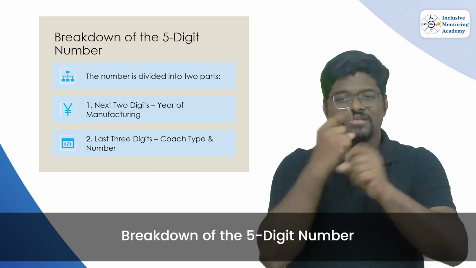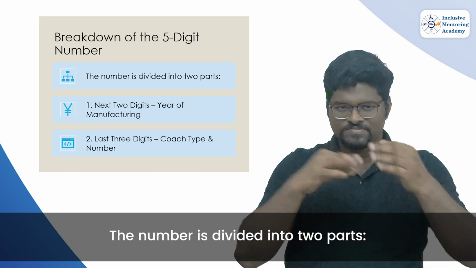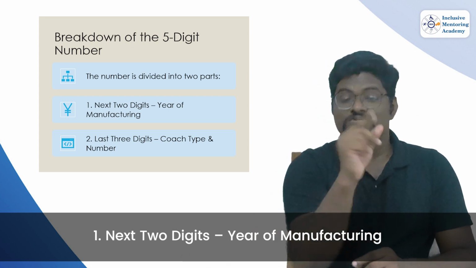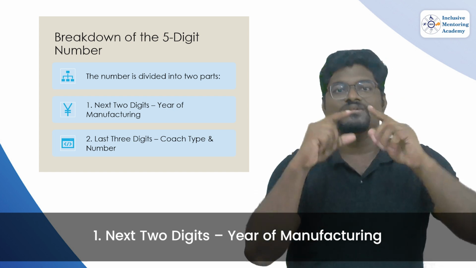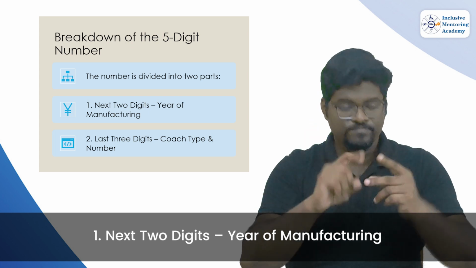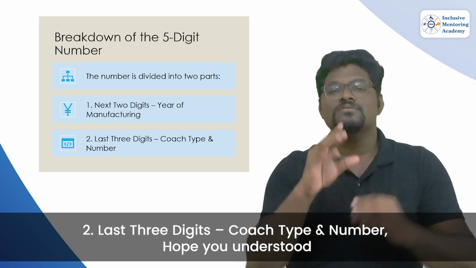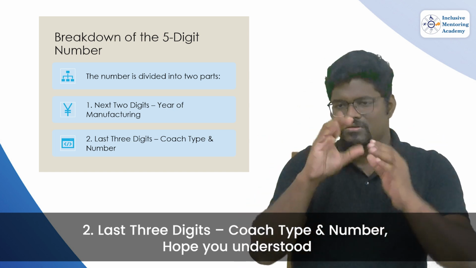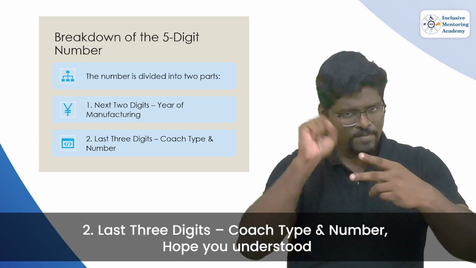Breakdown of the 5-digit number. The number is divided into two parts. 1. First two digits, year of manufacturing. 2. Last 3 digits, coach type and number. Hope you understood.